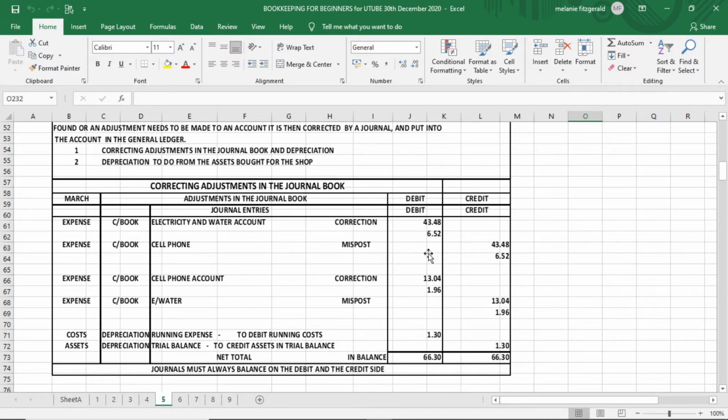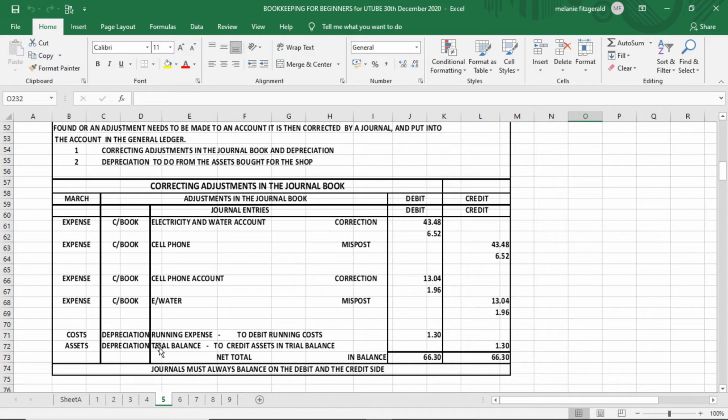Electricity account, the correction is 43 Rand and 48 cents on the debit side. This 6 Rand and 52 cents is the VAT; we also put the VAT in there. Cell phone, a mispost: 43 Rand and 48 and the 6.52. You see that we've corrected it now on the credit side and on the debit side. We've put those entries in. All these are expenses. In the cash book, the cell phone account correction, 13 Rand and 4 cents, and the VAT underneath that, and the mispost for the electricity, 13 Rand and 4 cents, and 1 Rand 96 on the side of the VAT.